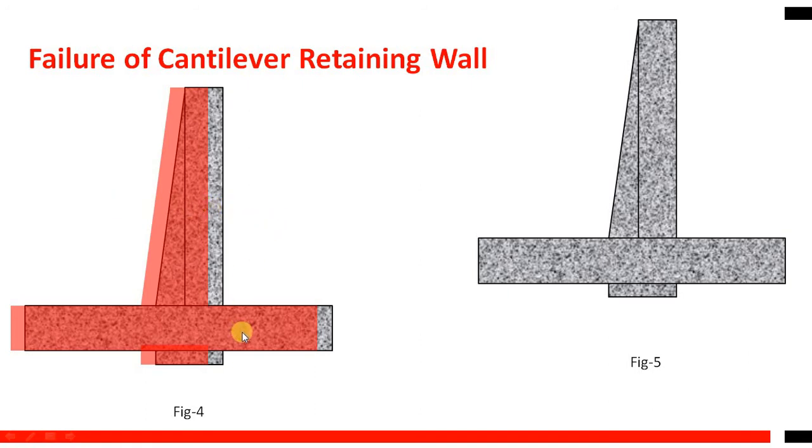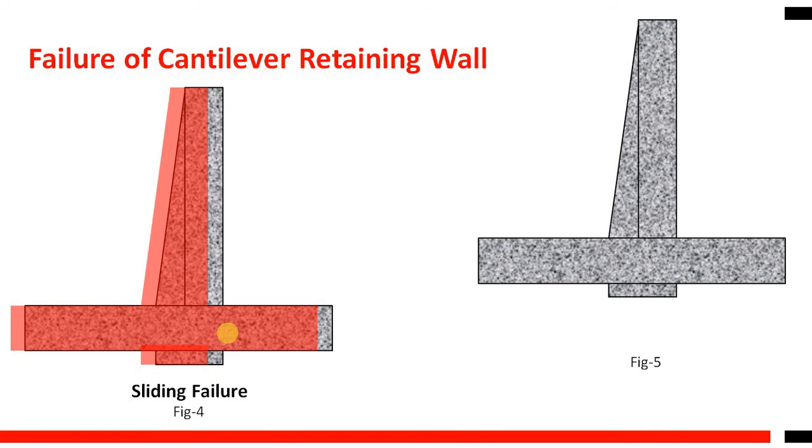To avoid this, you can see this kind of shear key is provided, and the failure will be something like sliding failure. Here you can see the effect, it will try to move ahead. This kind of failure is known as sliding failure, and to avoid this we have to provide the shear key.